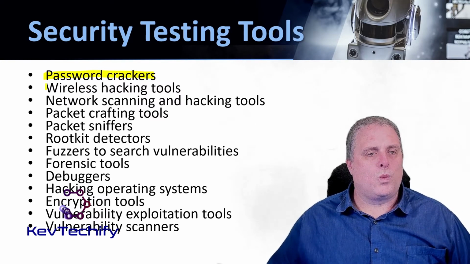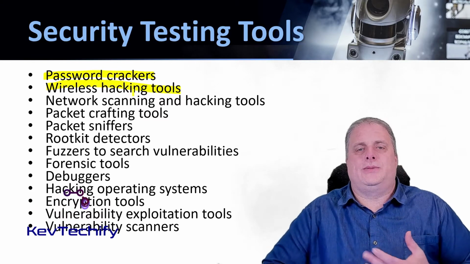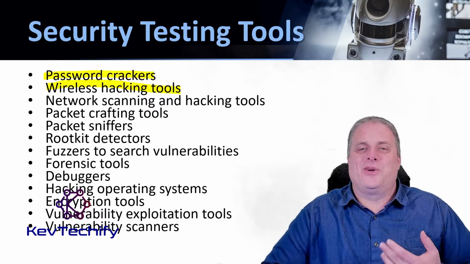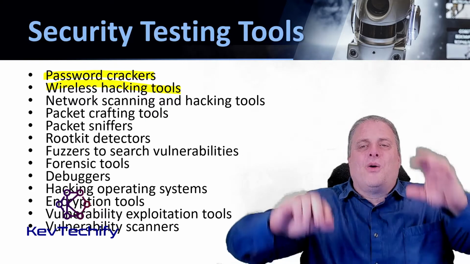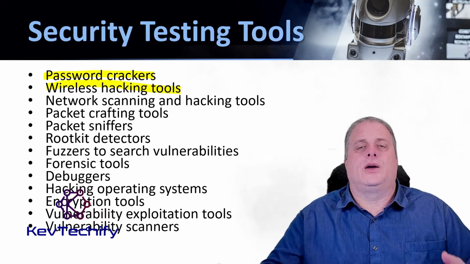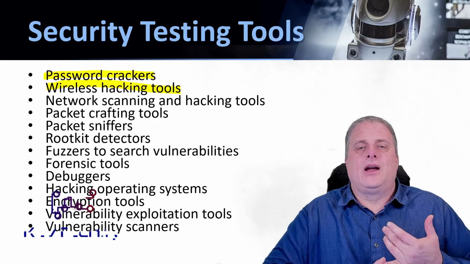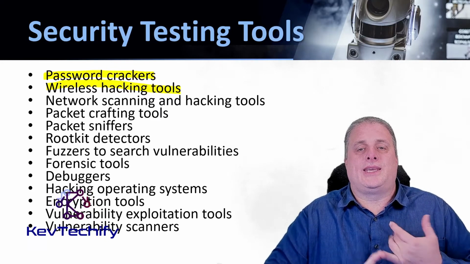Next, we have wireless hacking tools. Wireless networks are more susceptible to network security threats. Wireless hacking tools are used to intentionally hack into a wireless network to detect security vulnerabilities. A couple examples here are Aircrack-ng and Kismet.